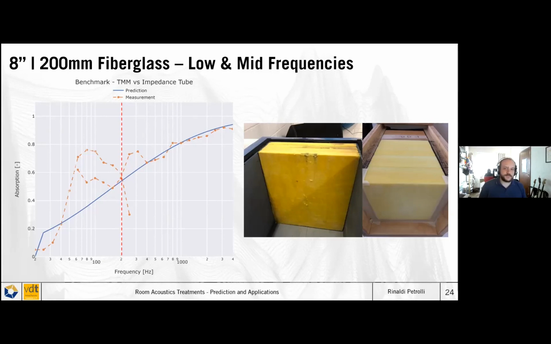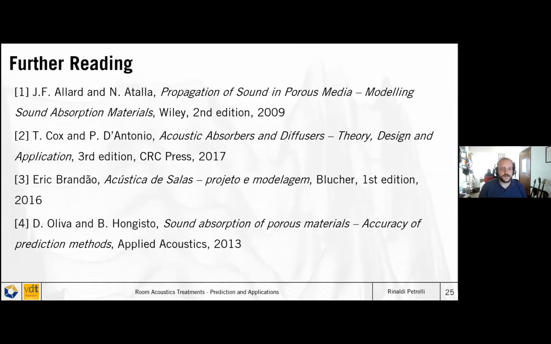And I've added here a list of further readings if any of you want to dive in a little bit more. This is fairly simple to program, so you can build your own transfer matrix models to predict all of these treatments. And this concludes my presentation.